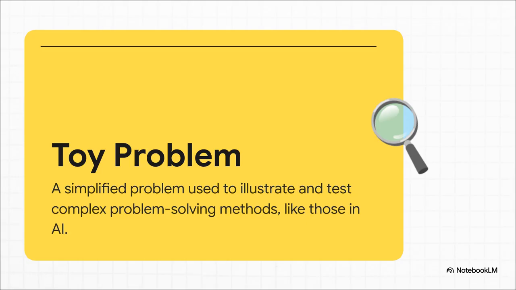So before we jump in, we've got to get our heads around a key idea in AI research, the toy problem. Now, don't let the name fool you. These problems aren't used because they're trivial or easy. It's actually the opposite. They're used because they take a massive, complicated challenge, think logistics or pathfinding, and boil it down to a clean, simple form where we can test our ideas.